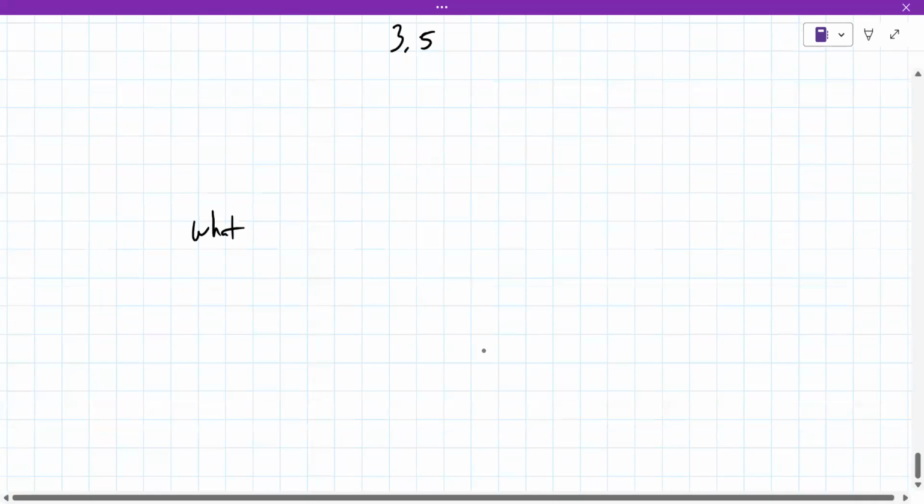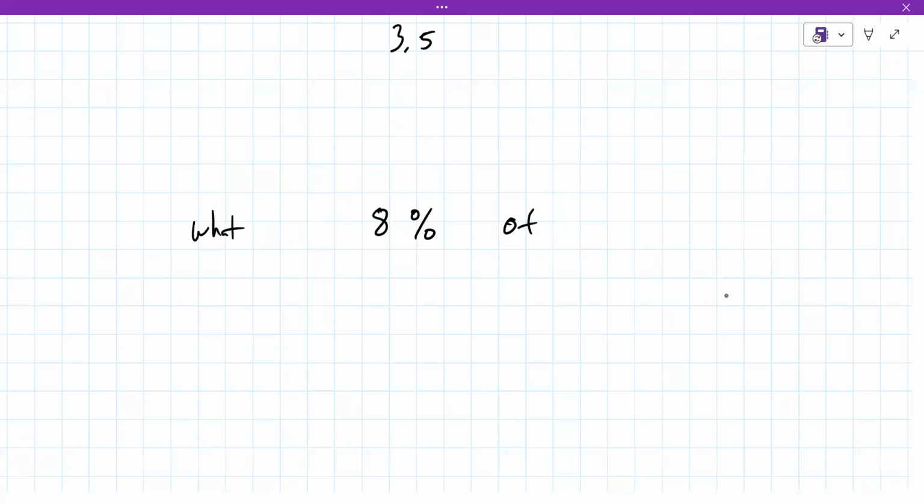All right. So now, how about this one? What is 8% of 42? Wait, hang on a second. I'm picking bad numbers. Give me just a moment. I'm trying to find some better problems, but I'm struggling here because I didn't know what direction we were going to go in.